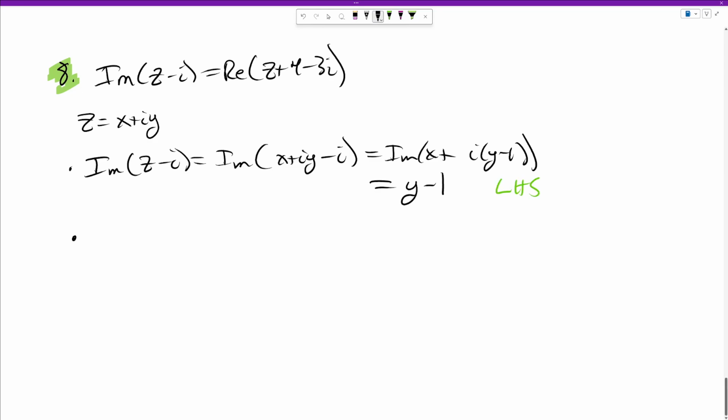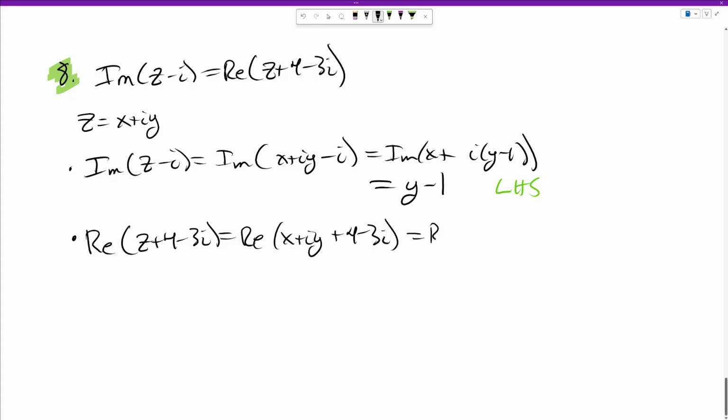All right, so that's our left-hand side. Let's work on the right-hand side now. Again, we're going to plug in z is x plus iy. In order to take the real part, we need to write this as a plus bi. So we'll collect the x and the 4 because they don't have an i, and we'll factor an i out of the remaining terms. Okay, now that it's written of this form, we can see that the real part is x plus 4.